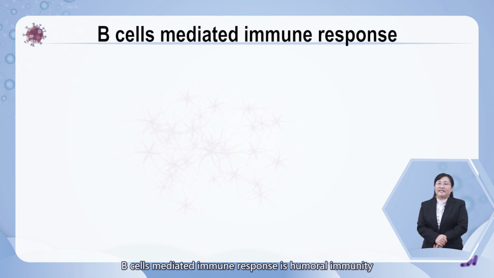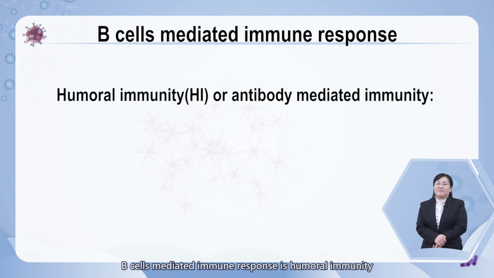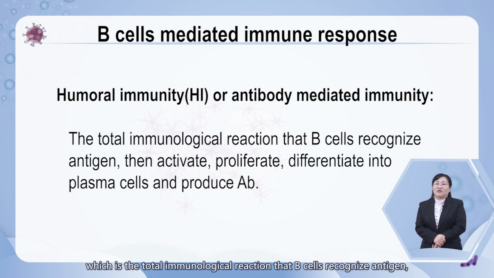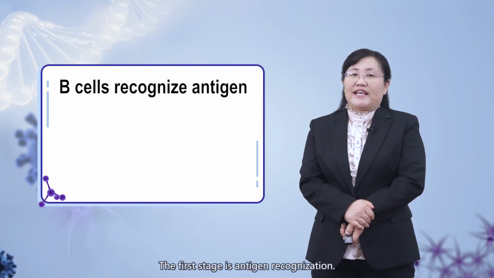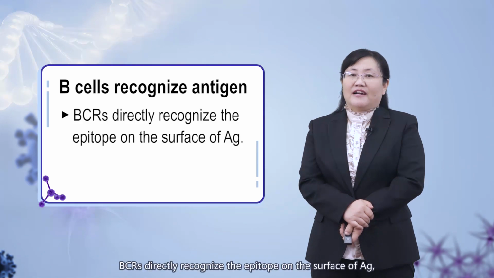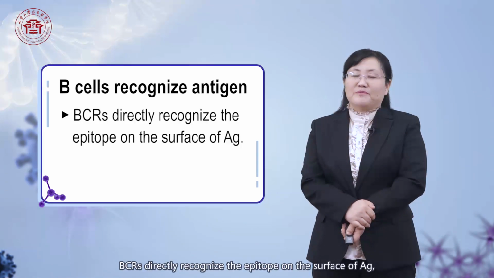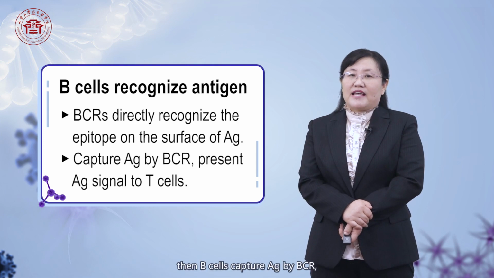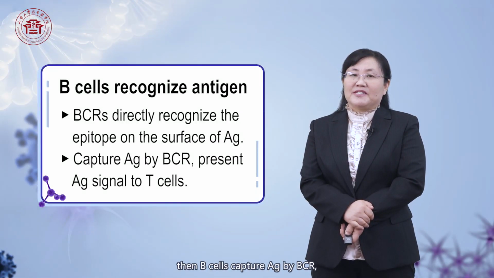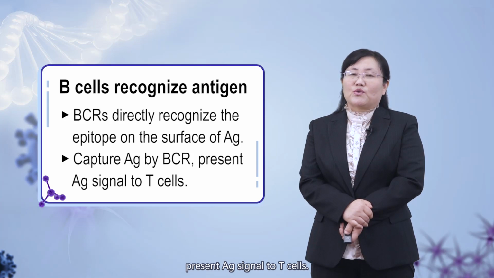B cell mediated immune response is humoral immunity or antibody-mediated immunity, which is a total immunological reaction. The B cells recognize antigen, then activate, proliferate, differentiate into plasma cells, and produce antibody. The first stage is antigen recognition. BCR directly recognizes the epitope on the surface of antigen. Then B cells capture antigen by BCR and present antigen signal to T cells.